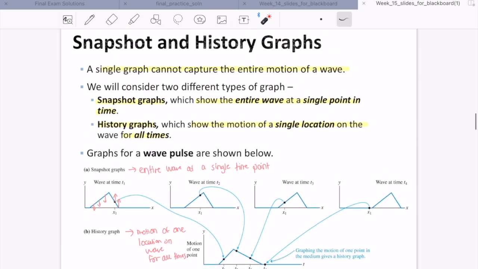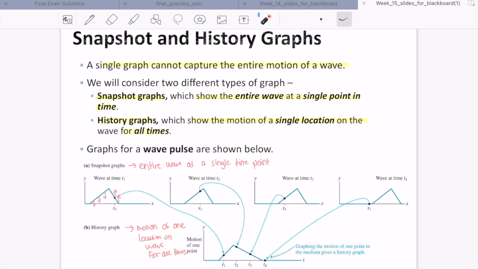So, snapshot versus history graphs. The idea with developing snapshot and history graphs is that we can't capture the entire motion of a wave just by looking at one graph. We have to have two different types of graphs to display different information relative to the wave motion.